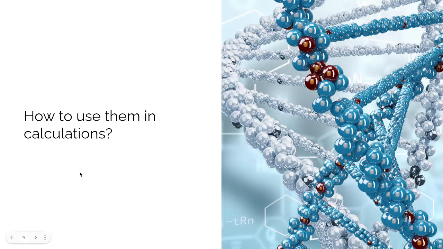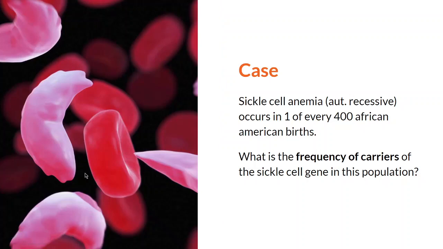The first case: sickle cell anemia, an autosomal recessive condition affecting the blood cells, occurs in 1 of every 400 African American births. You may already know that African Americans have a higher susceptibility to sickle cell anemia because it's a selection advantage against malaria in Africa. The question is, what is the frequency of carriers of the sickle cell gene in this population? Pause the video, have a go at it, see how well you can do, and replay when you're ready.